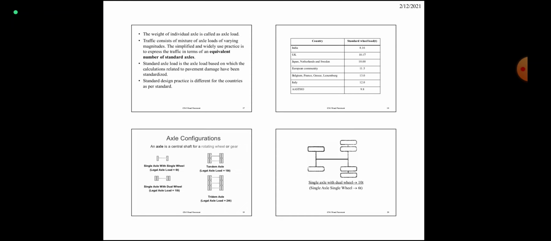The weight of an individual axle is called axle load. Traffic consists of a mixture of axle loads of varying magnitudes. The simplified and widely used practice is to express the traffic in terms of an equivalent number of standard axles.